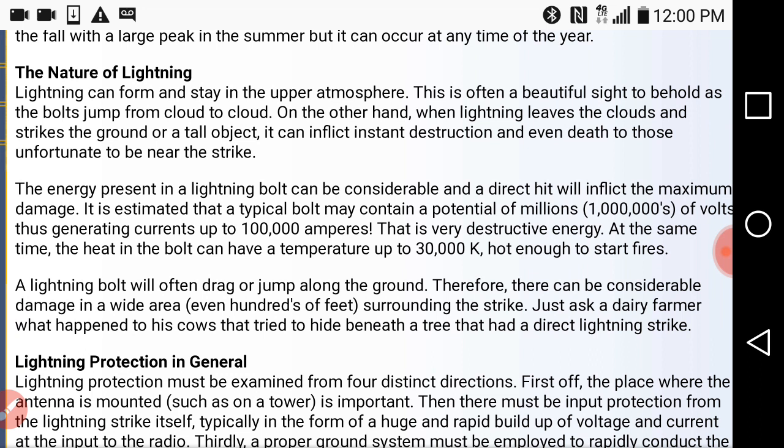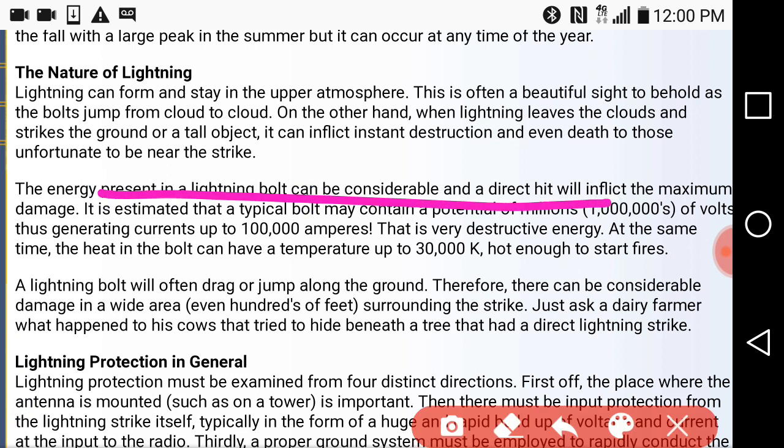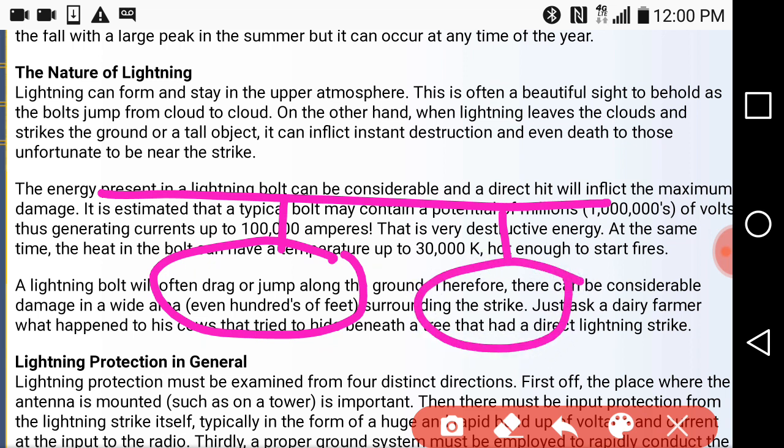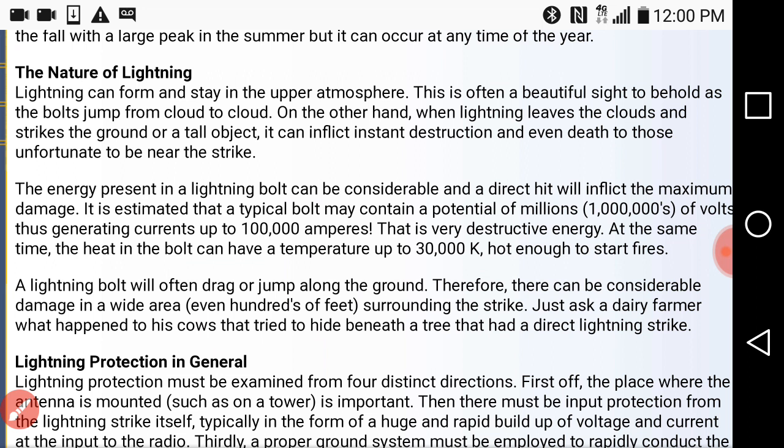Lightning can form and stay in the upper atmosphere. And why? Because here's your platform, here's your aerial, and here's your other aerial. And there's a signal flow going, okay? That's why. That's what aerial lightning is.